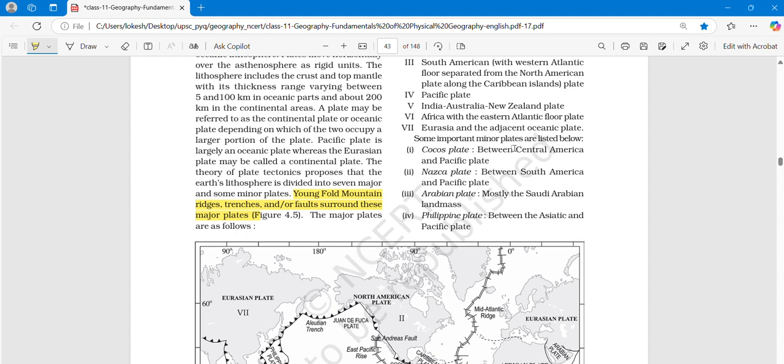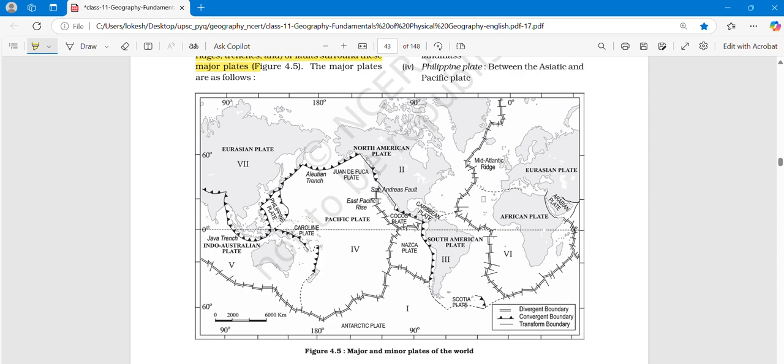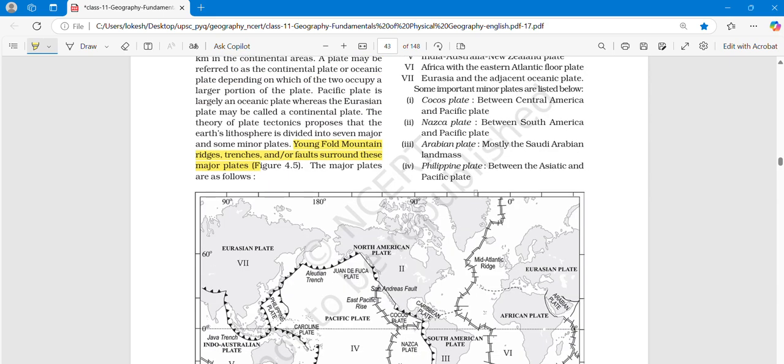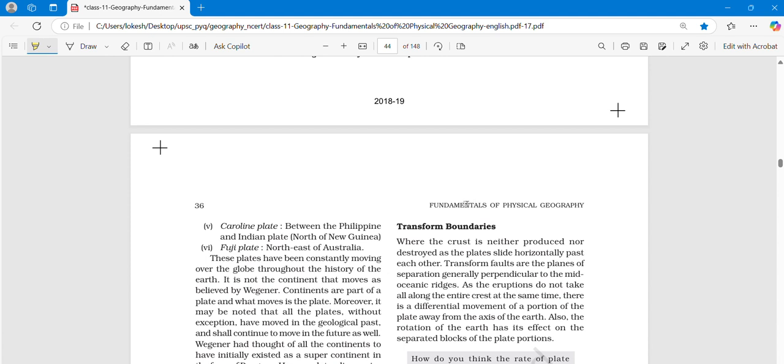Some important minor plates are the Cocos plate, Nazca plate, Arabian plate, Philippine plate, Caroline plate, and Fiji plate.